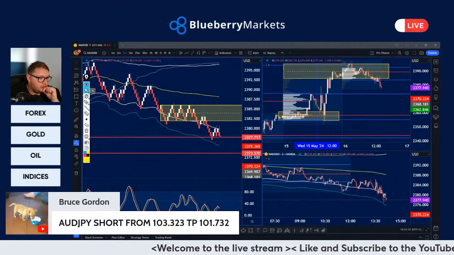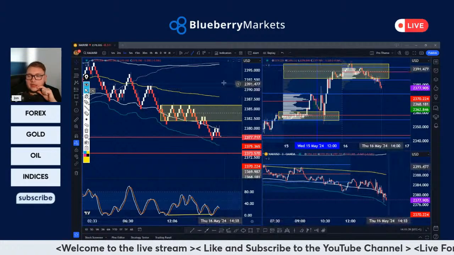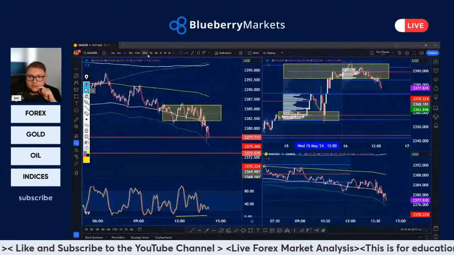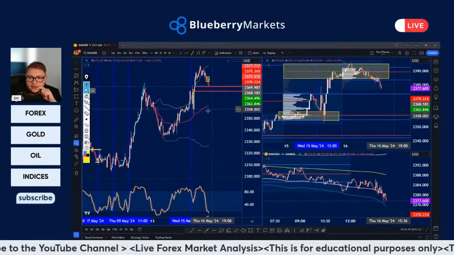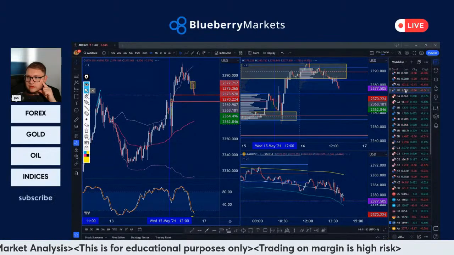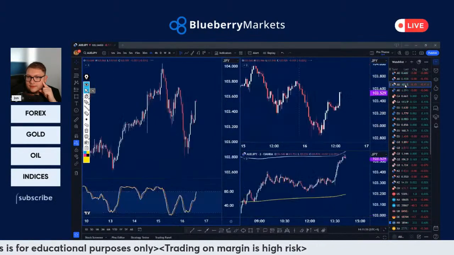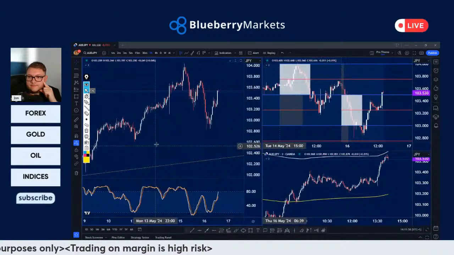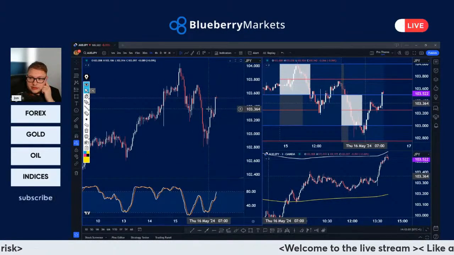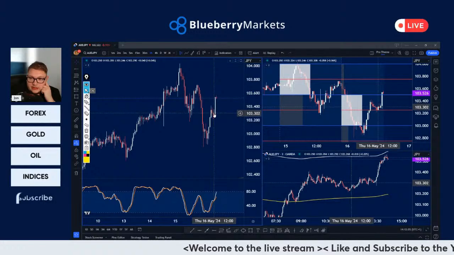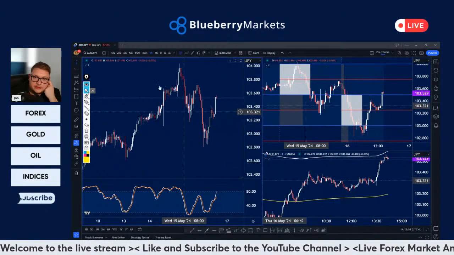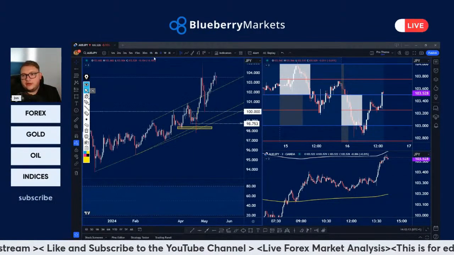Bruce, Aussie yen short from 103.32. Okay, let's go take a look at Aussie yen. Let me just come out of this a second. Let's go to an hourly time frame and head over to Aussie yen. Here we go. So yeah, looking for a short on Aussie yen. Is that short from 103.32? Just a little bit down here, so just a little bit offside. TP 101.32s. Let's have a little look at the higher time frame here.